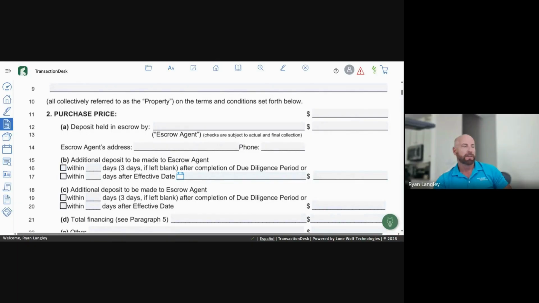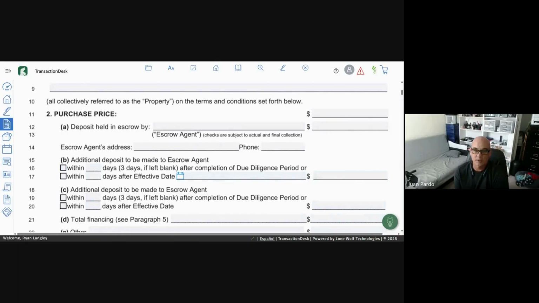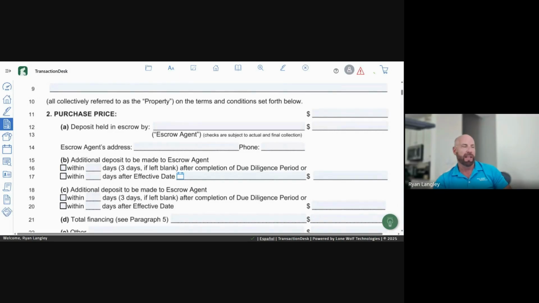Gotcha. It doesn't. So the buyer wants to make sure it doesn't have an amount either. So it shouldn't say additional there. It should just be the original deposit, and then this should say additional. So you're right, that is a mistake on the form, because this has an amount, but it doesn't have a time.